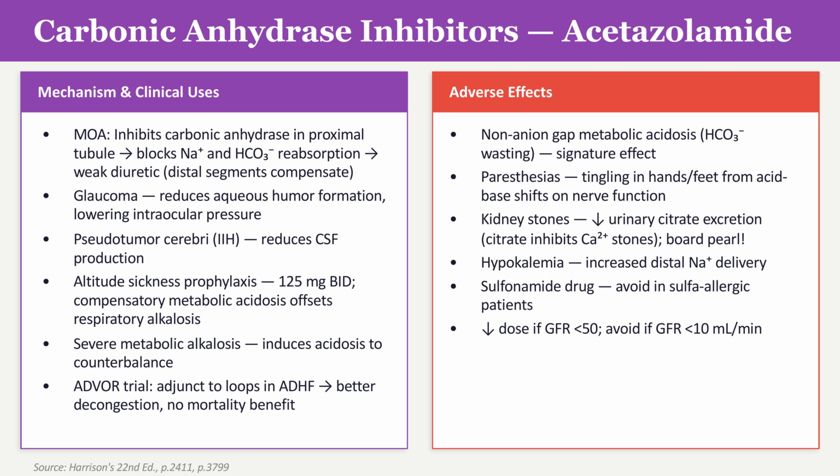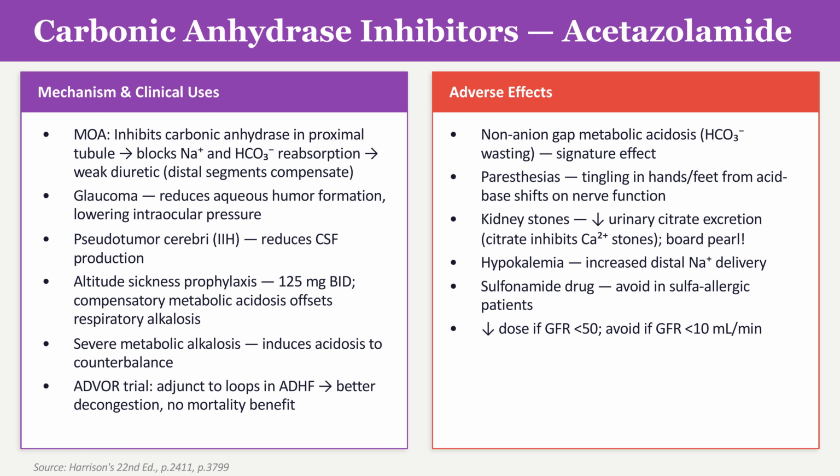Starting at the very top of the nephron, the proximal tubule, we have the carbonic anhydrase inhibitors, and the prototype is acetazolamide. Carbonic anhydrase is the enzyme that normally drives sodium and bicarbonate reabsorption here, so when you block it, you dump both into the tubule. The catch is that this is a very weak diuretic because the downstream segments, the loops and the DCT, compensate by just reabsorbing the extra sodium. So we actually don't use acetazolamide as a diuretic at all.